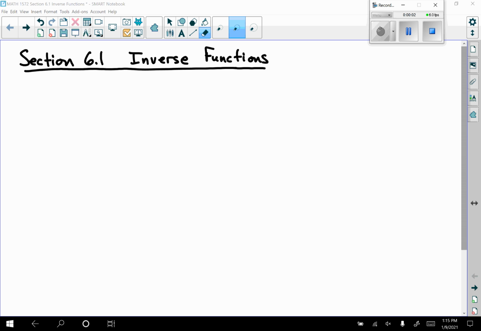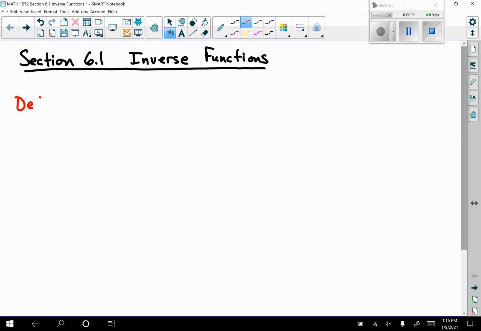Hello everyone, this is our first section of the course starting in chapter 6. So section 6.1 deals with inverse functions. We're going to go through quite a few definitions and theorems, review what an inverse function is, some properties and characteristics of them, how to find them, and also how to find the derivative of an inverse function.